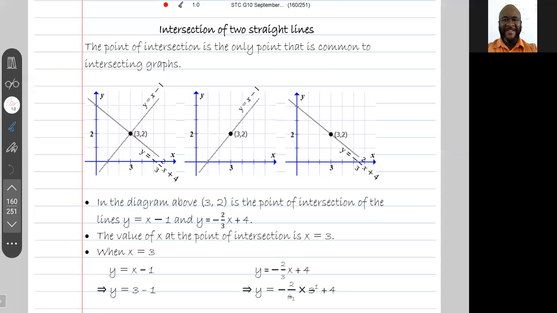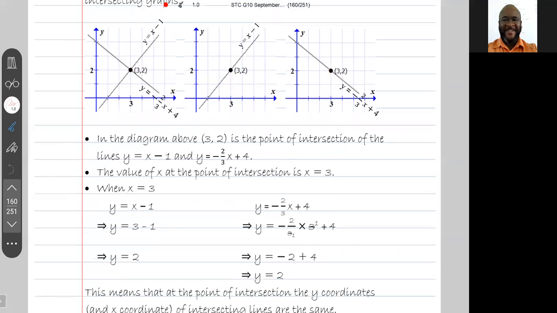Guys, what I'm going to do next is substitute x is equal to 3 in the two equations. Because when you want the coordinates of a point and you know one of the coordinates, to get the other coordinate, you simply substitute the coordinate that you know into the equation. So we already know the x coordinate is 3. We can see it for ourselves here: x is equal to 3, x is equal to 3, x is equal to 3. That's the x coordinate at the point of intersection.